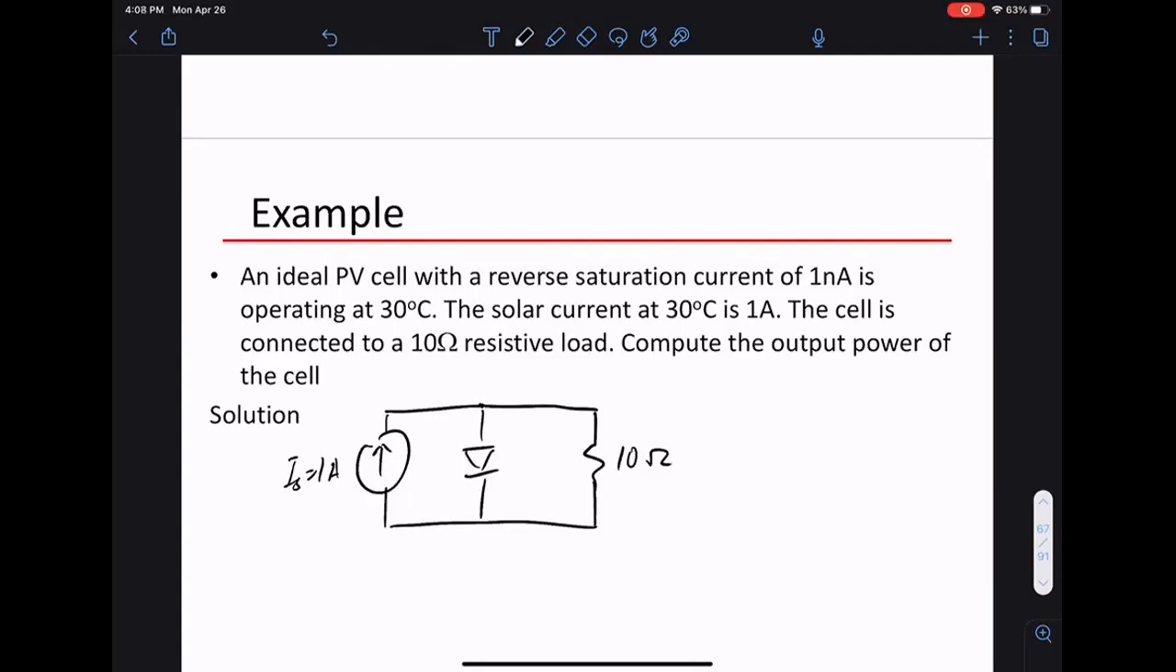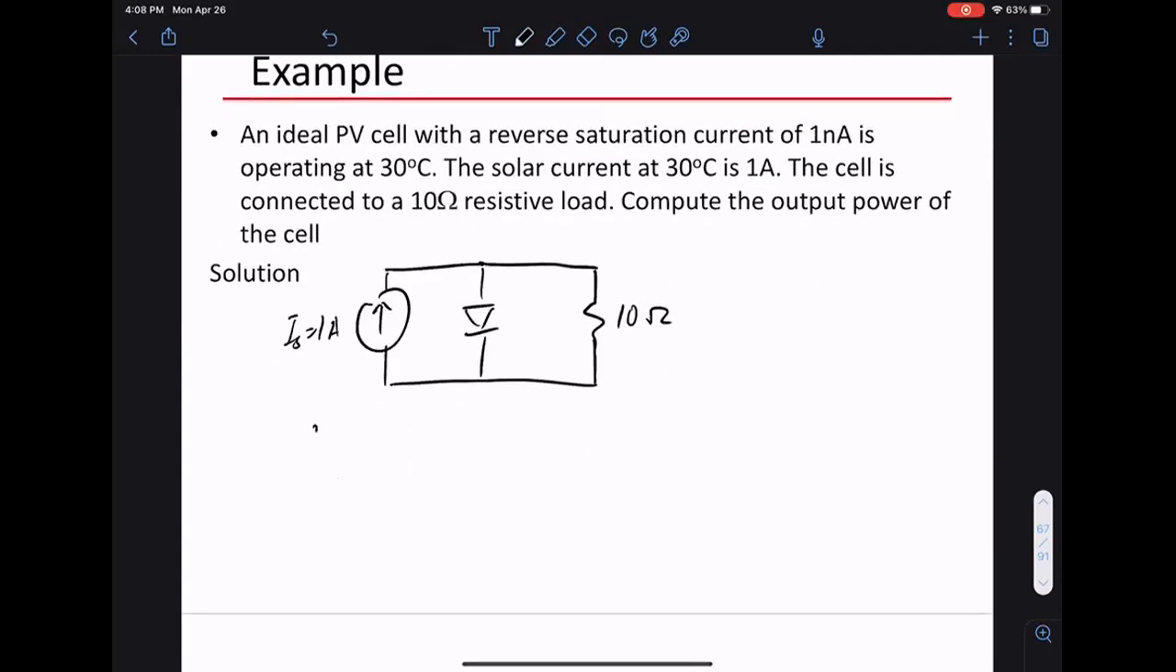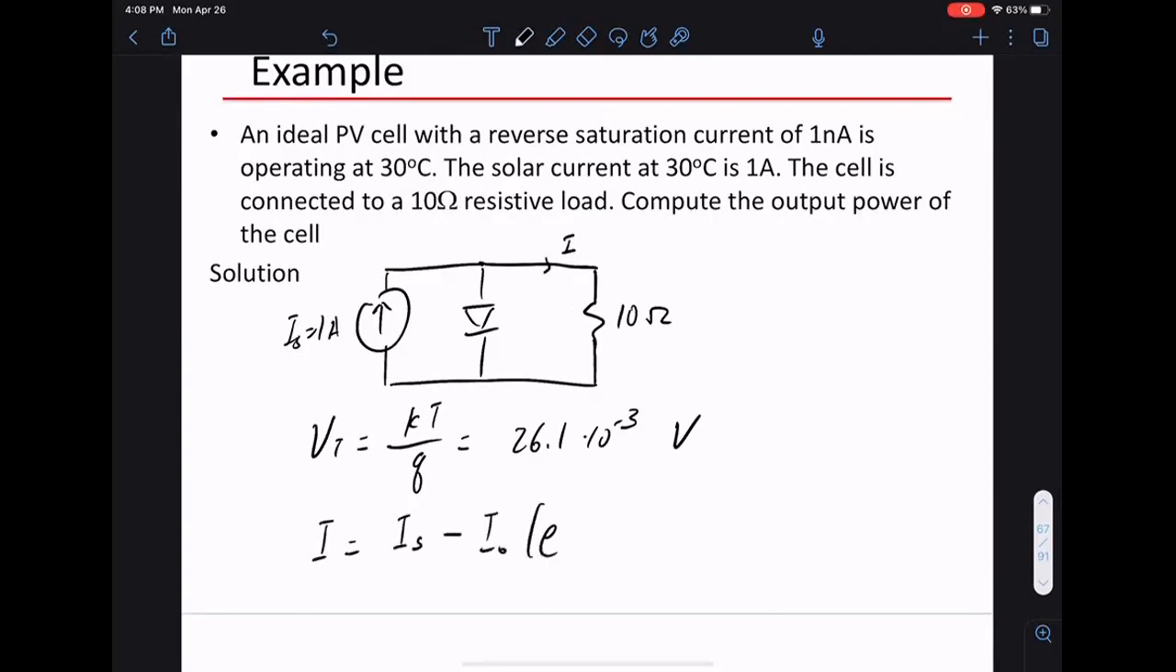All right, so the way we do this is, again, we compute VT first. It's almost always the case that you want to compute the thermal voltage VT. So you plug in all the constants, and you get 61 times 10 to the minus 3 volts. Then what we know is the current. This current is equal to both the solar current minus the diode current, and also equal to the voltage divided by the resistance. So this is our equation.